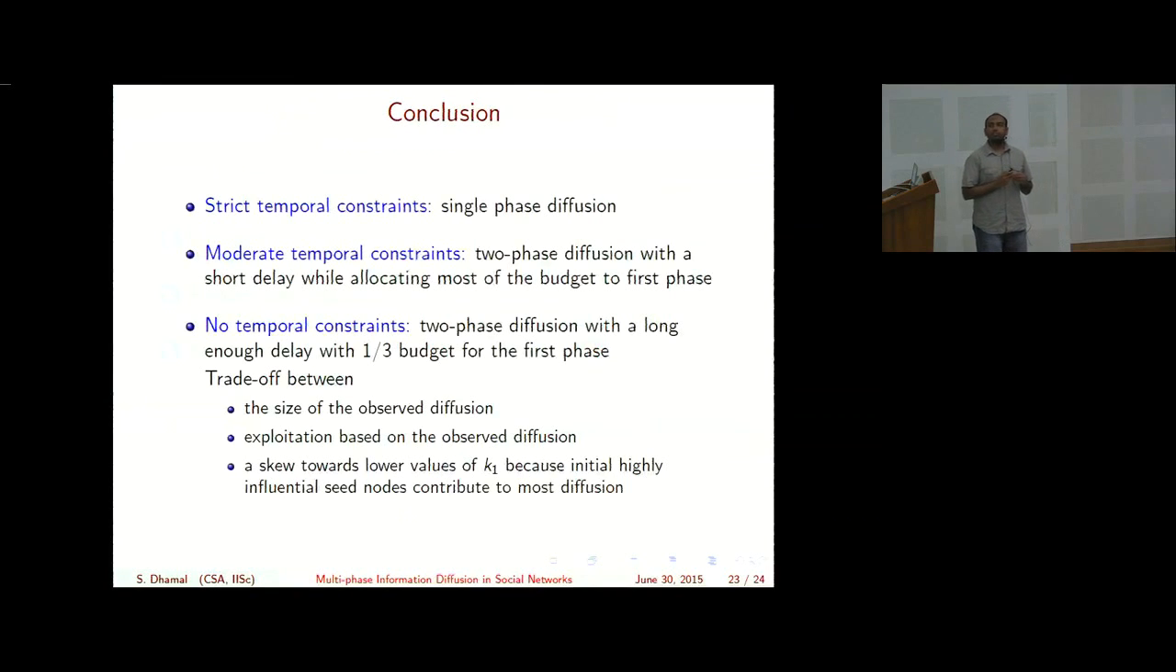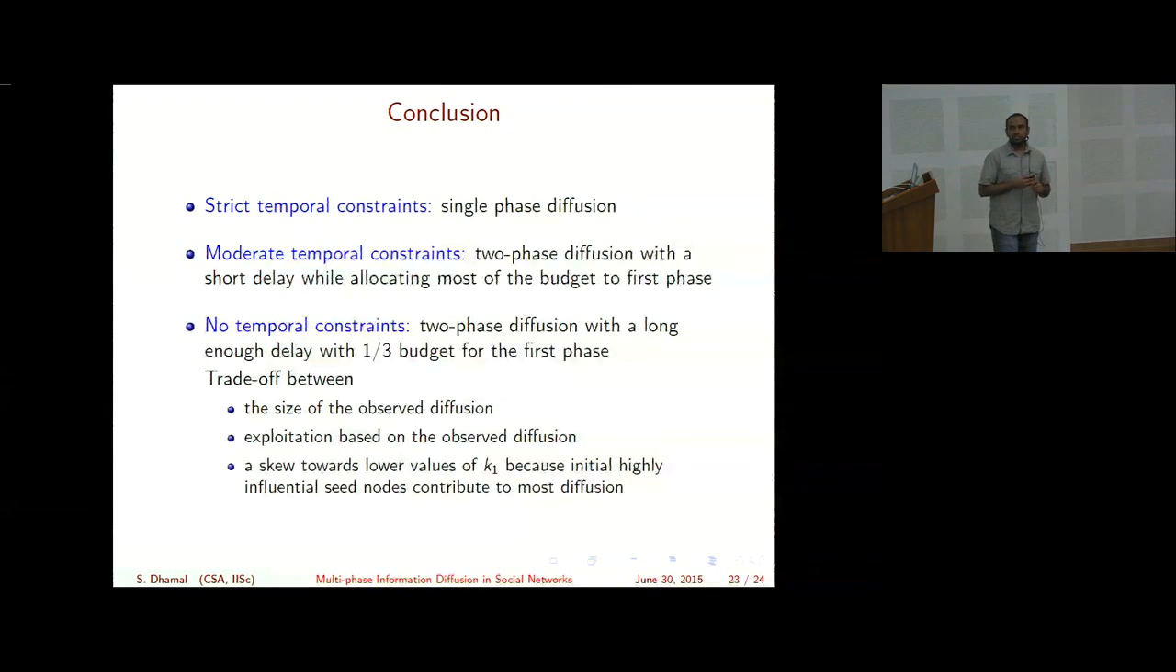So I'll just conclude my talk. We have the observation that under strict temporal constraints, it's good to use single phase diffusion itself. There is no point in going to multiple phases. Strict temporal constraint means that the value of delta is very low. For moderate temporal constraints, use two-phase diffusion, but there should be a very short delay between the two phases, and you should allocate most of the budget to the first phase.